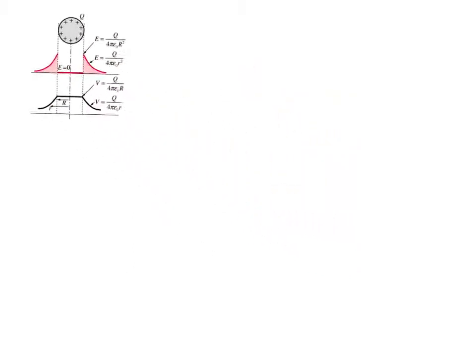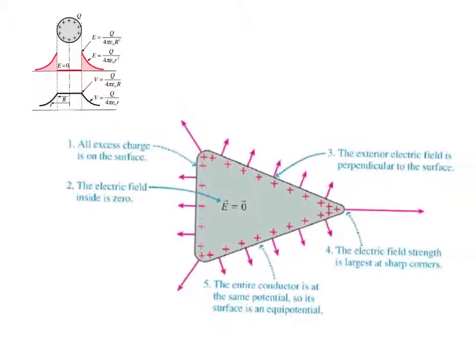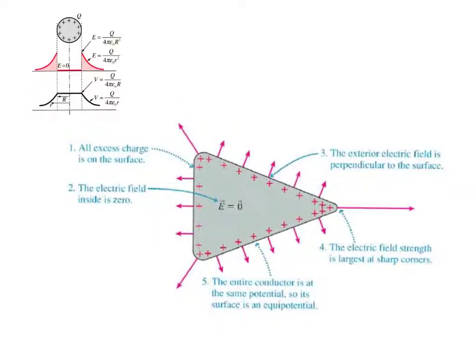Summarizing, then, what we know about electrostatic equilibrium in conductors: all the charge is on the surface of that conductor. The electric field is 0 inside that conductor. The exterior electric field is perpendicular to the surface. The electric field strength is largest at sharp corners, and the entire conductor is at the same potential, so its surface is an equipotential.